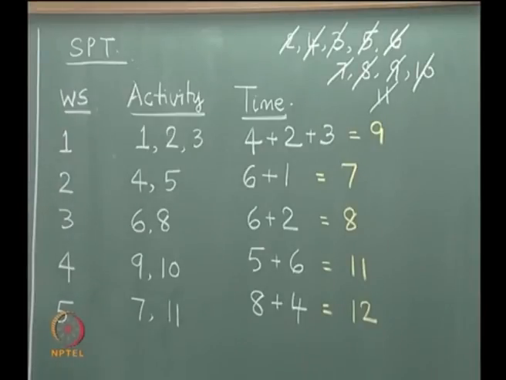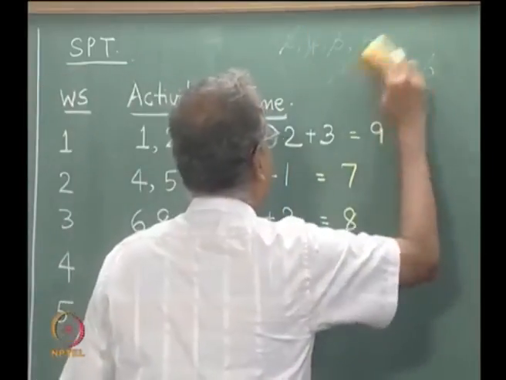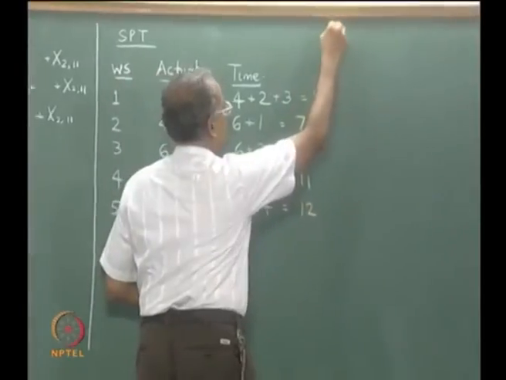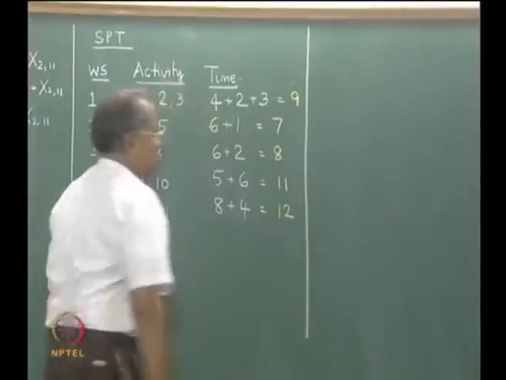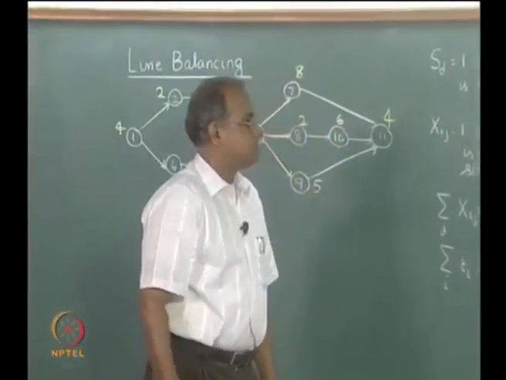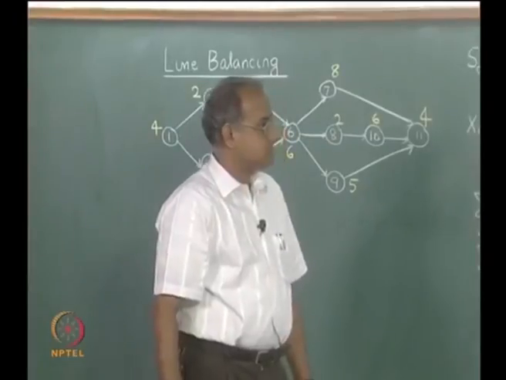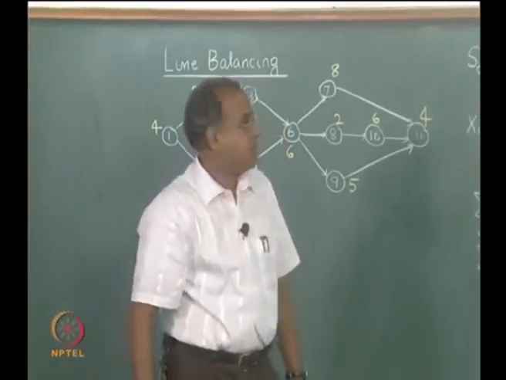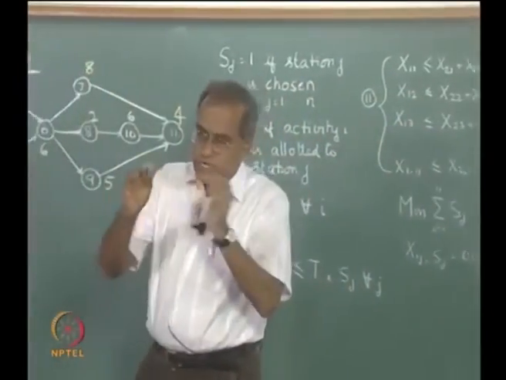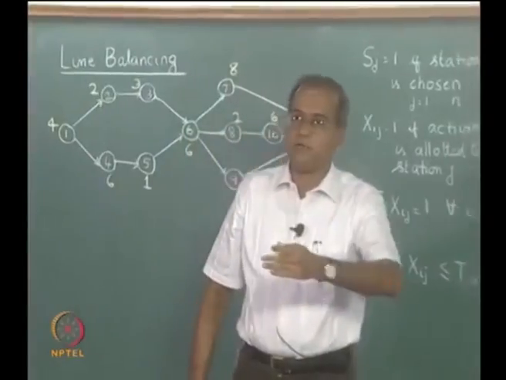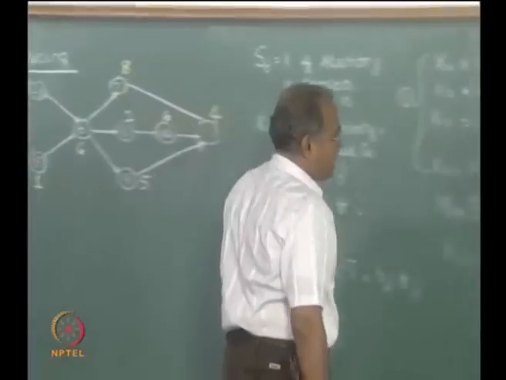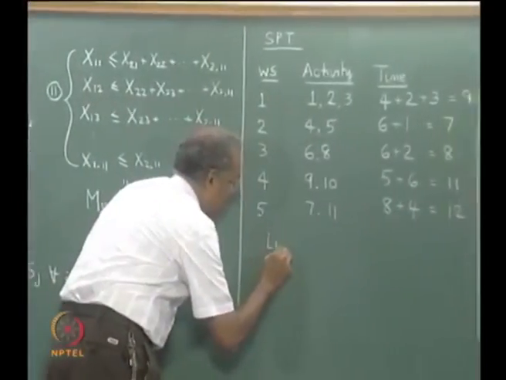So based on the shortest processing time rule, we now have a solution with five workstations, and these are the allotments to it. Now the goodness of a solution is measured using two measures, a primary measure and a secondary measure. Now the primary measure is called line efficiency.